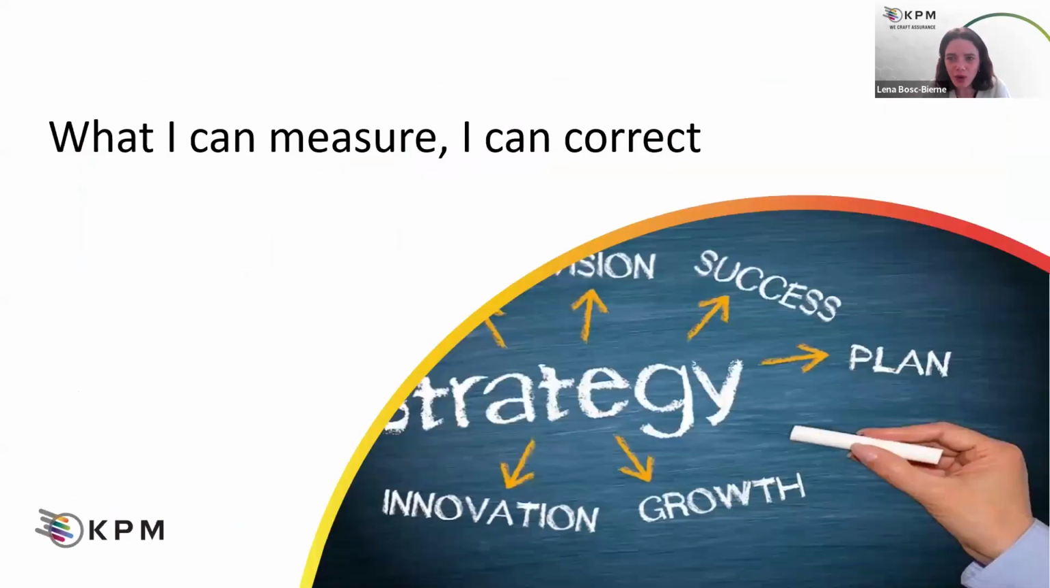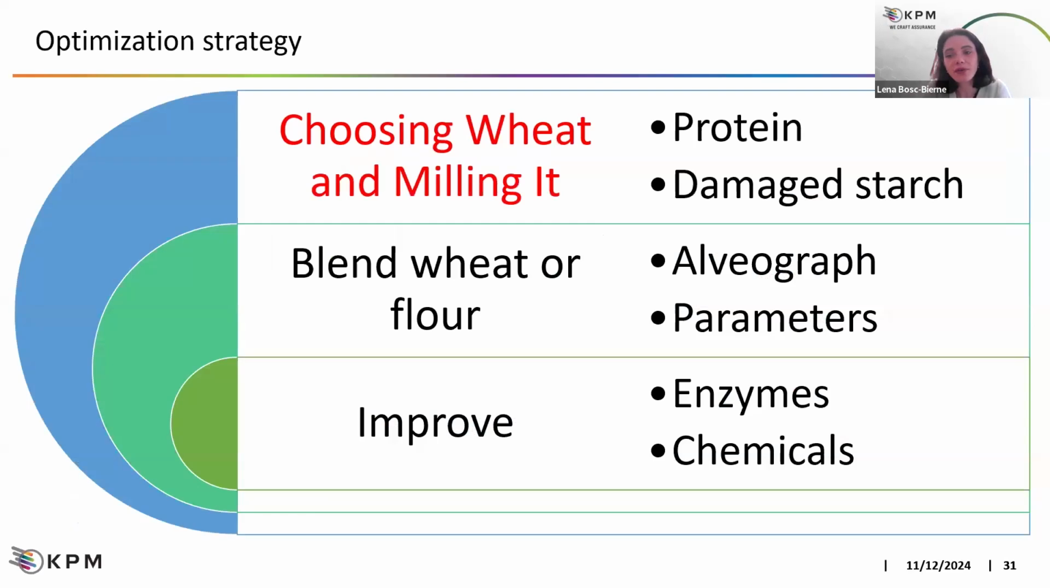So now that we have all of those information about the composition and about the behavior, basically I can measure it and so I can correct. And we have different ways of correcting. The first way is to not correct, is to actually choose the right wheat, the right flour, and grind it the right way.